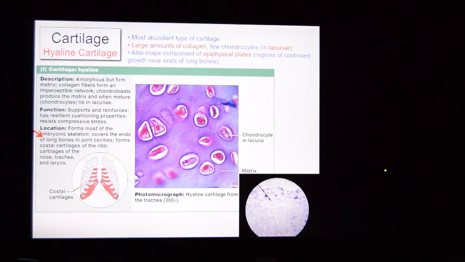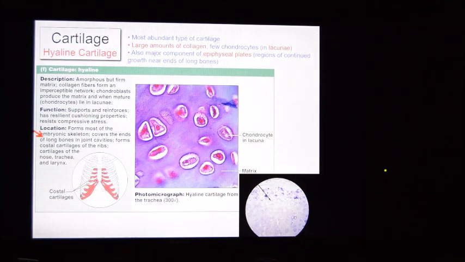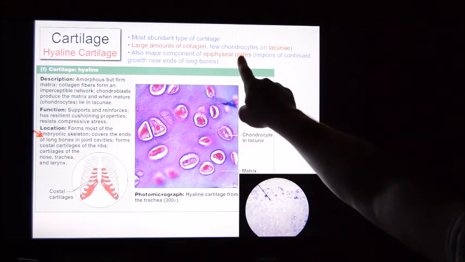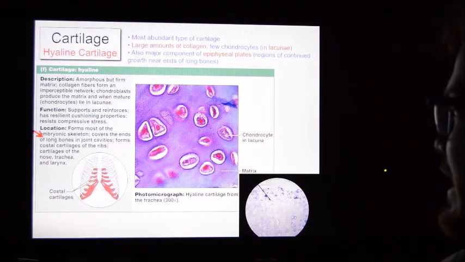Your nose, like if you feel of your nose, the end of your nose where it's hard, that's hyaline cartilage. Your tracheal passages, if you grab your throat, you can feel that bump out there where your Adam's apple is, that's hyaline cartilage. It's just all over the body, very, very prevalent. Even your epiphyseal plates, which were your growth plates as a younger person, those are all going to be hyaline cartilage.